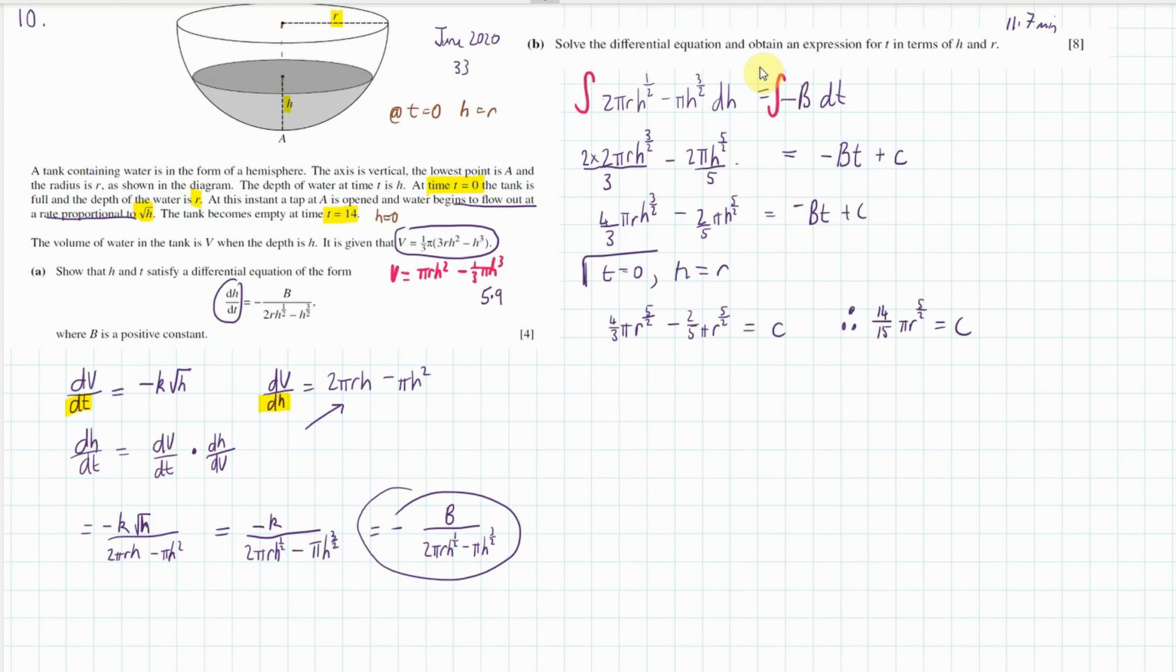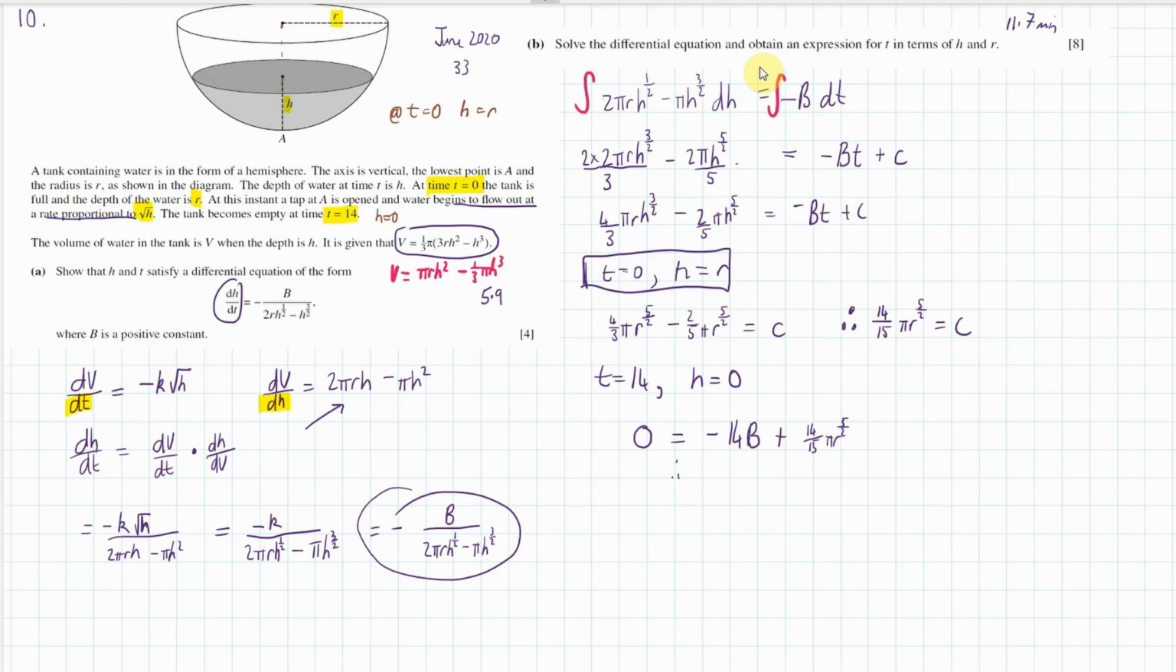The other thing that we know is that when t equals 14, h equals 0. And so at this point, we can now find out what b is. So what we do here, on the left-hand side, since h is 0, anything with 4/3 pi r squared h is going to be 0. And then the 2/5 pi h to the power of 5 over 2 is also 0. So I get 0 equals negative 14b plus c. Now c is 14/15 pi r to the power of 5 over 2.